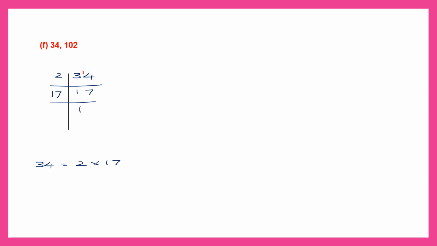Now let's find the prime factors of 102. So 102, this time also I'm going to use 2 because it's an even number. I can divide it by 2. 2 is a prime number. Now let's take 10. 2 5s are 10. Then we have 2.